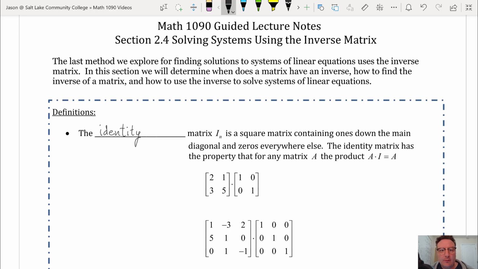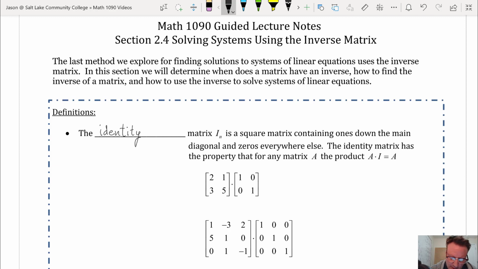Okay, this is section 2.4, solving systems using the inverse matrix. First, the definitions. The identity matrix, which we denote with an I or sometimes I sub n, is a square matrix containing ones down the main diagonal and zeros everywhere else. The identity matrix has the property that for any matrix A, the product A times I is just A.